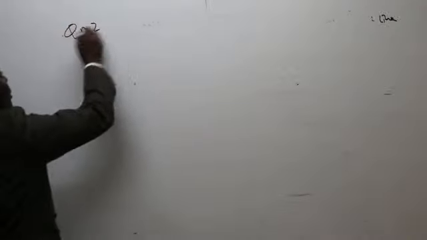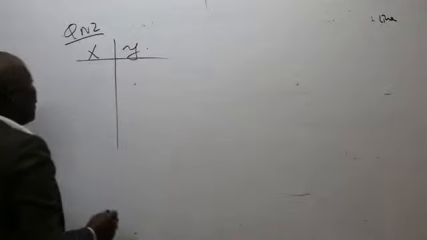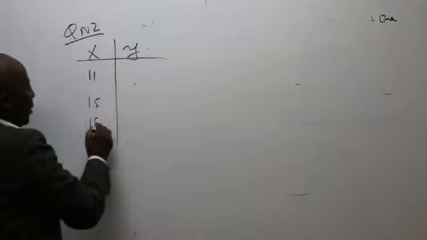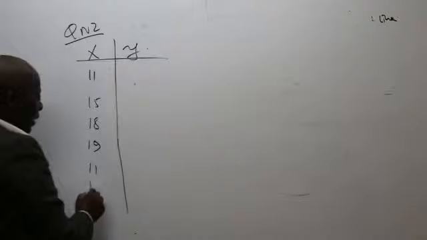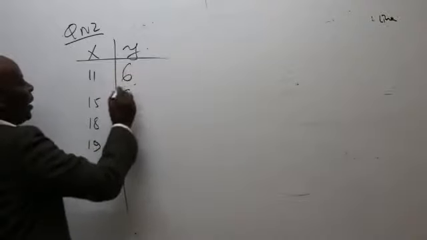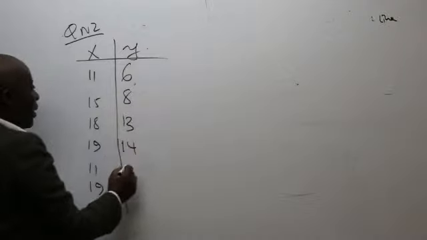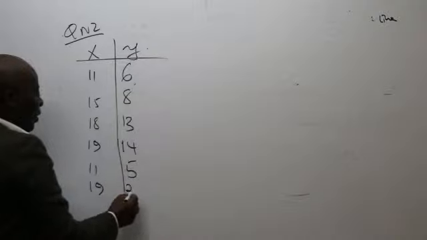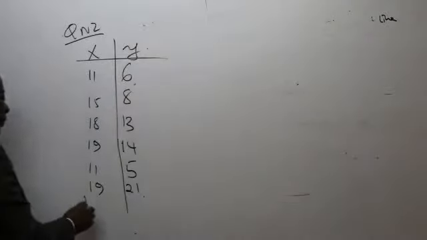We are given here question number 2, X, Y. We have 11, 15, 18, 19, 11, and then 19. So we have here 6, 8, 13, or rather 14. Here we have 5. Here we have 21, like that. And then you are required to do something very easy.